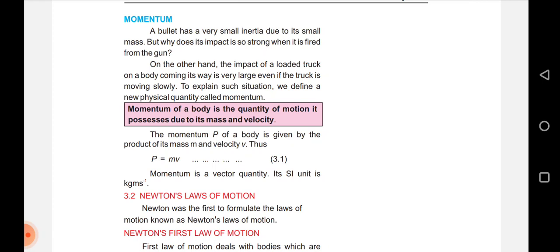Momentum of a body is the quantity of motion it possesses due to its mass and velocity. The momentum p of a body is given by the product of its mass m and velocity v.